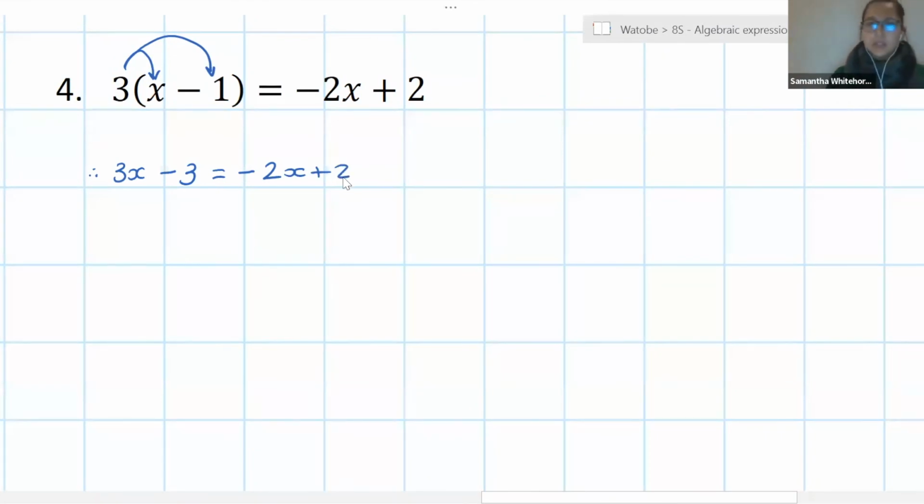And so once I've dealt with the distribution, life becomes easy. I know how to do this. I want to get x's to the left, constants to the right, and I can solve my equation. Right, so have a try. Hands up if you'd like to explain to us how you did it. Otherwise, you can pop your answer in the chat. You guys are doing really well though. Well done. Keep going. Oh, I'm seeing all the hands. Great, guys. You got this.